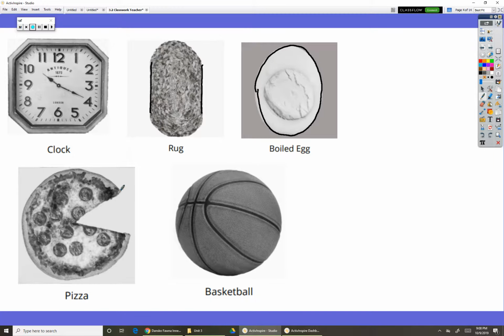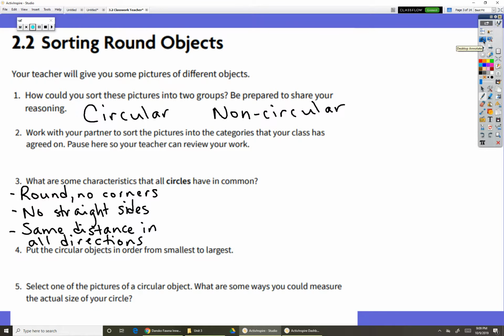Now if we look at the pizza, perhaps you put this in your circular category because you thought, well, the pizza is circular. But if we look at this particular pizza, it stops right here. If we had the whole pizza, that would be a circle, but this isn't quite a circle. It's kind of like this little Pac-Man thing. Here's its eye. So we have this little Pac-Man thing with this opening. So a circle has to be a closed figure. We can't have any part of it that is open.